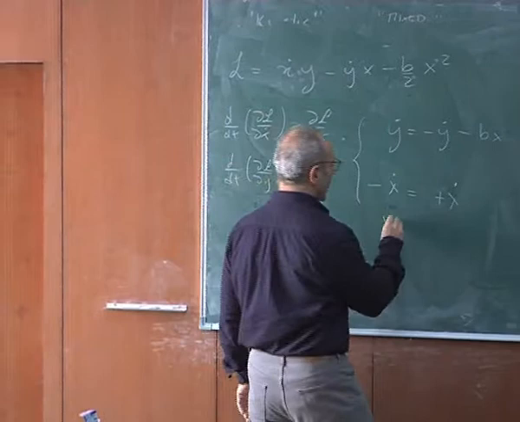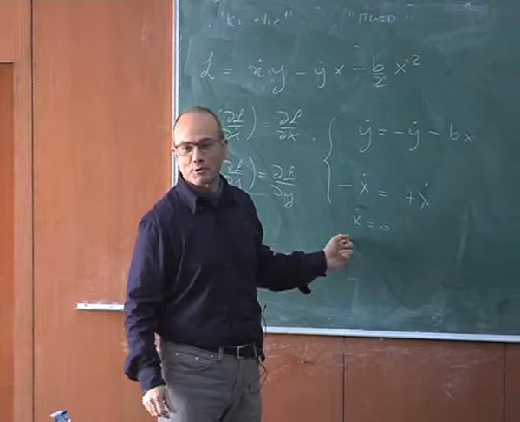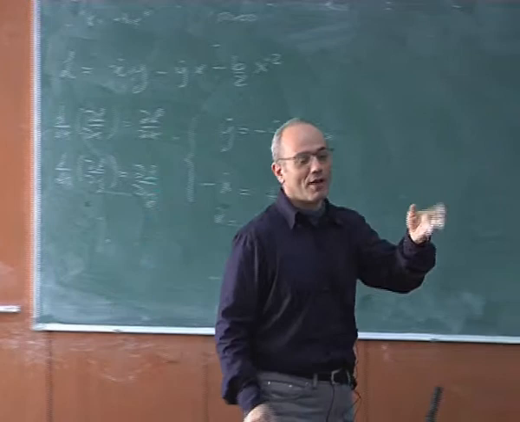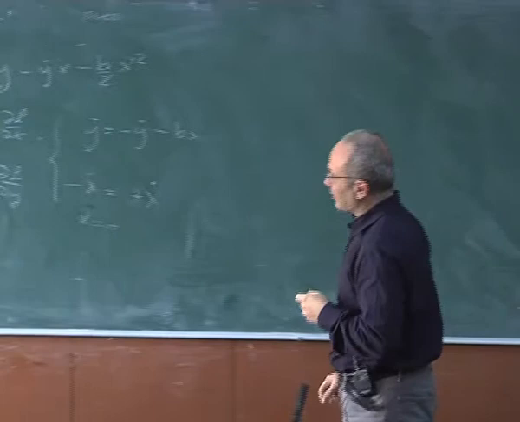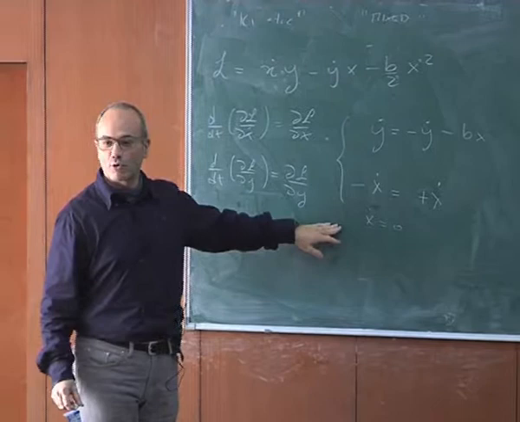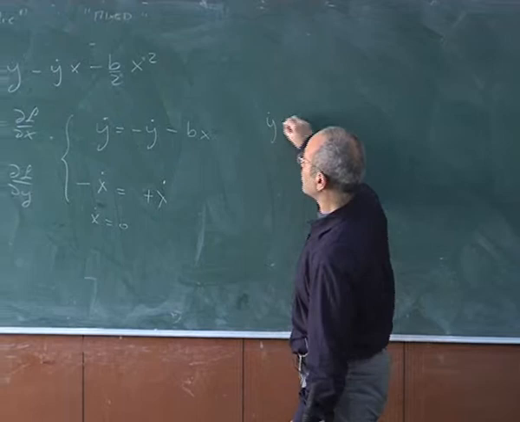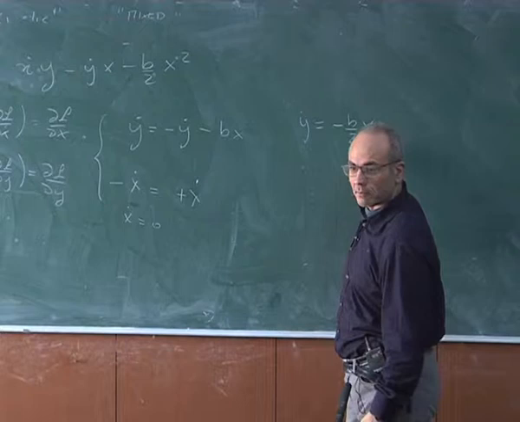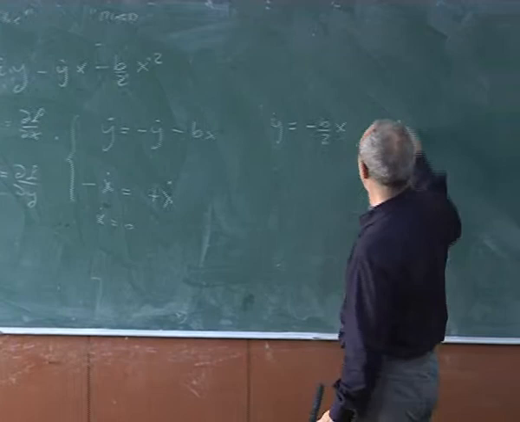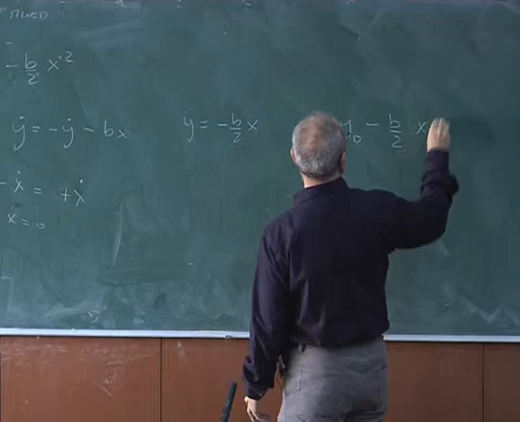What I wrote from the beginning was just the solution, because I already knew what the solution was. Lagrange will not be happy about it, but that was the solution. So x dot is equal to 0 is the solution. Now, from this one, we get that y dot is equal to minus b divided by 2 times x. So x is constant, and we can integrate this one. We will get y zero minus b half x t.